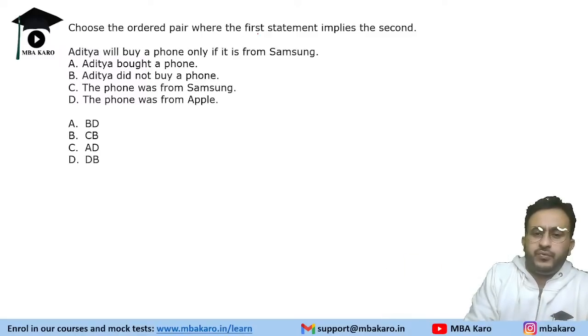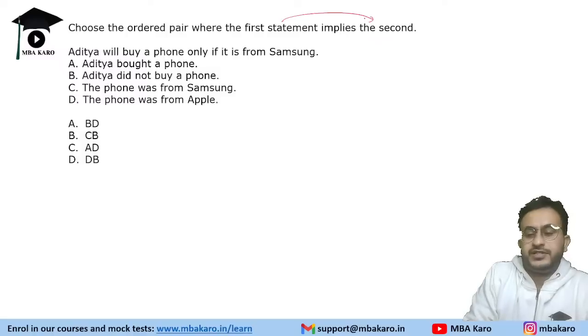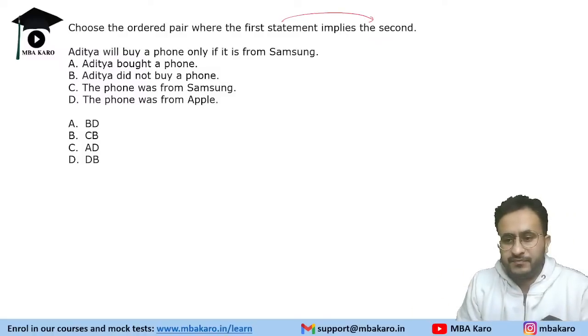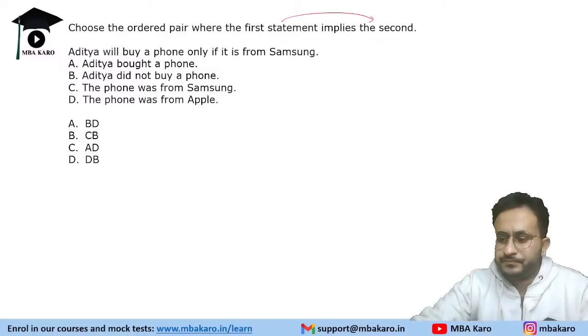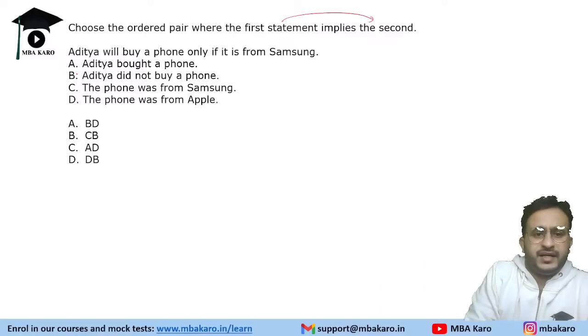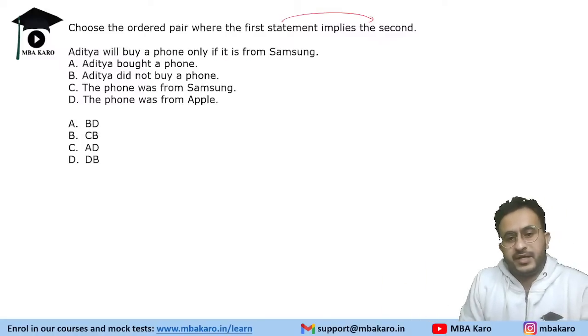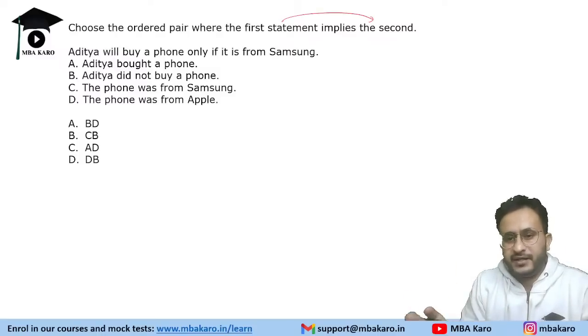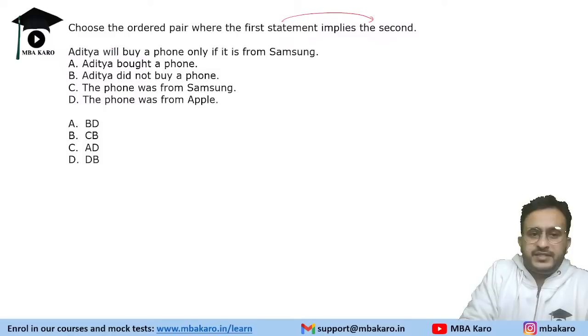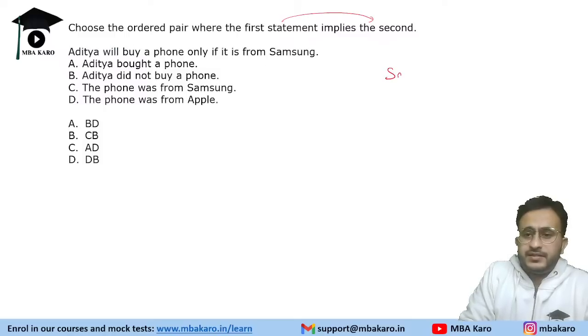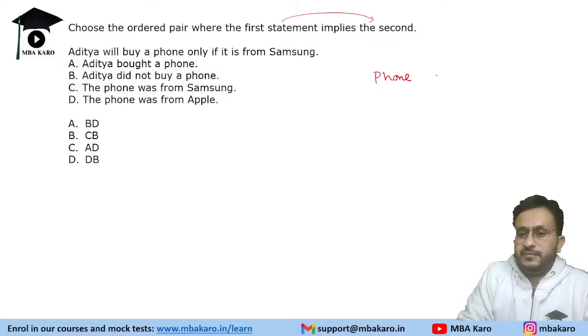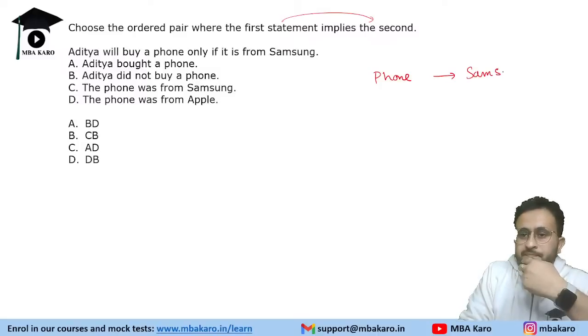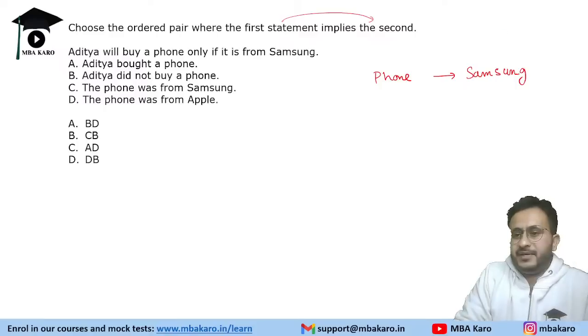Choose the ordered pair where the first statement implies the second. So first statement से second निकल के आना चाहिए. Okay. So it says that Aditya will buy a phone only if it is from Samsung. Now Aditya will buy a phone. It is from Samsung. Only then he will buy it, right? Now what you get from this is, if he has to buy a phone, he will buy only if it is Samsung. Now, out of Samsung, it can be anything, X, Y, Z, anything, right?